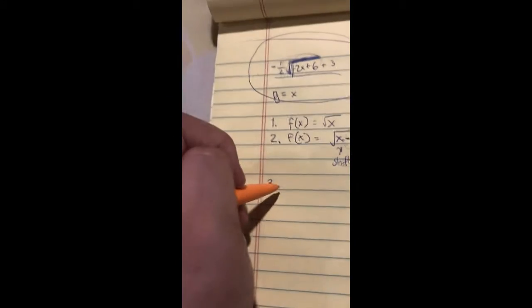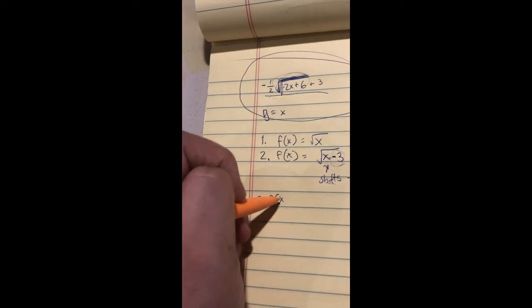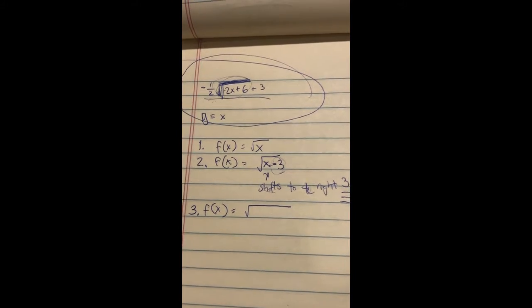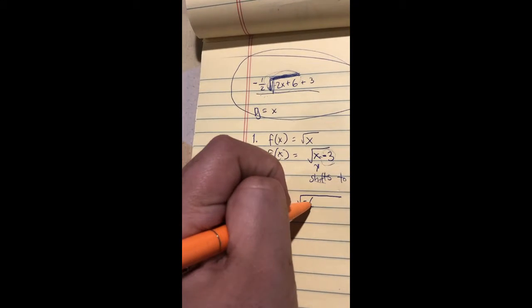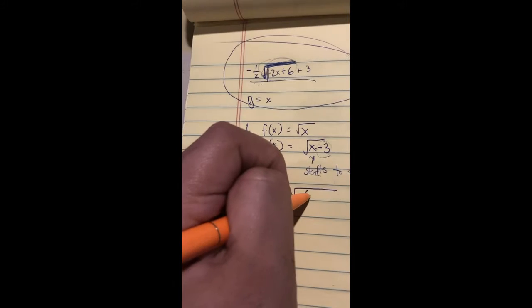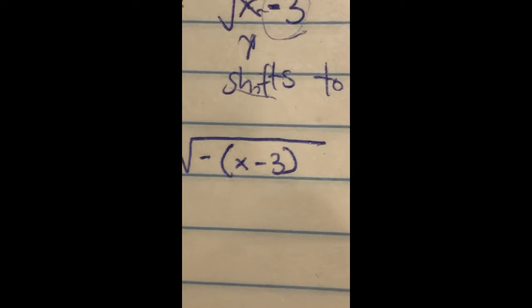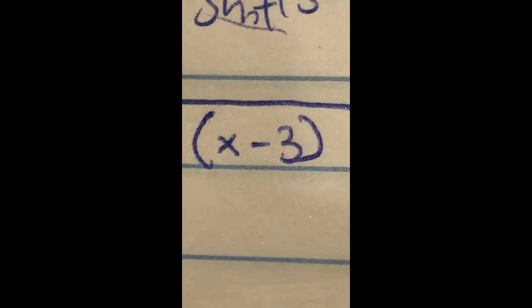Up next, we gotta reflect over the y-axis. So to do that, we do the opposite, because it's the opposite of the x coordinate. So negative x minus 3. And we put the x minus 3 in parentheses because we're reversing all of that afterwards.